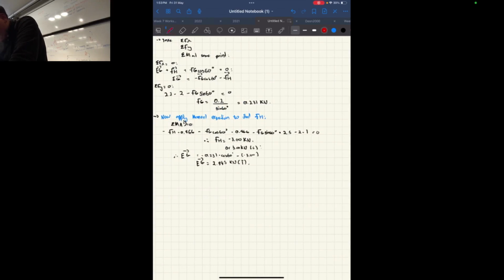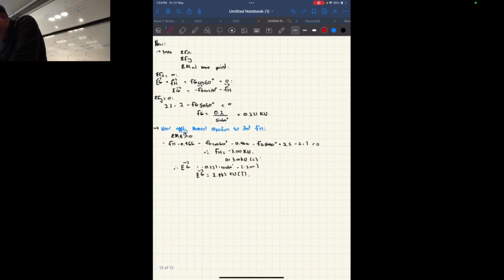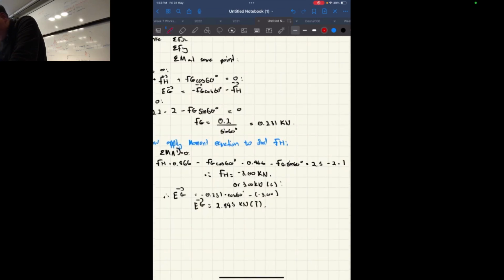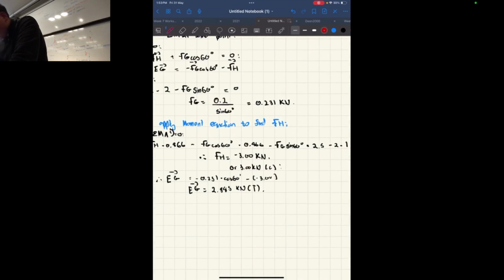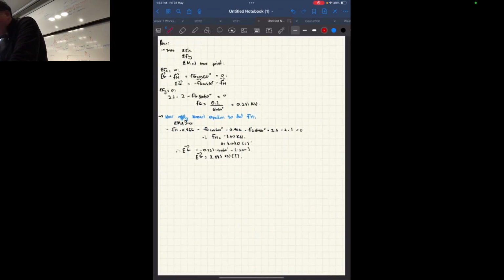So now we're going to find EG. EG equals minus FG cos 60 minus FH. We already found FH and FG, so we just sub it in. EG equals 2.885 kilonewtons in tension. So that's the question basically.